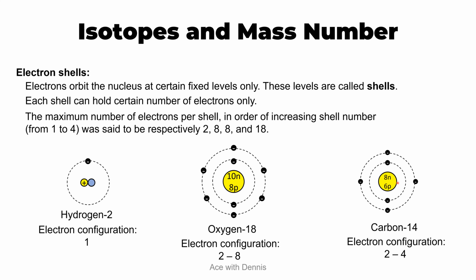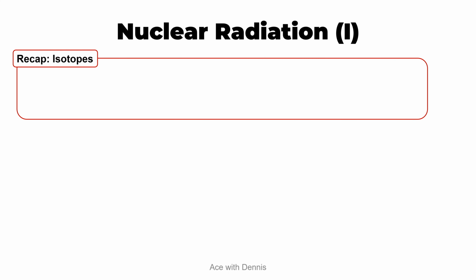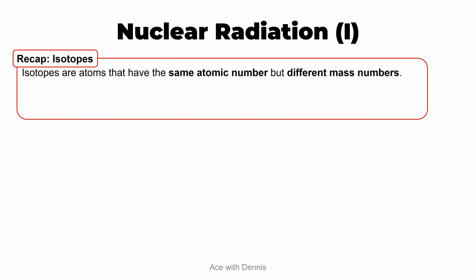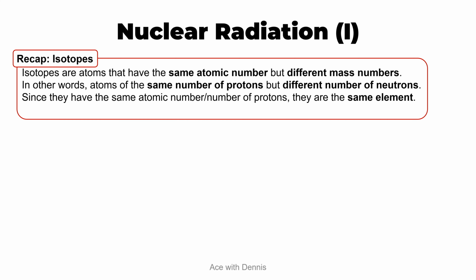Now, let us discuss nuclear radiation, part 1. But before that, let's recap the concept of isotopes. Isotopes are atoms that have the same atomic number but different mass numbers. In other words, atoms with the same number of protons but different numbers of neutrons. Since they have the same atomic number, or number of protons, they are the same element. Hence, they have identical chemical properties.